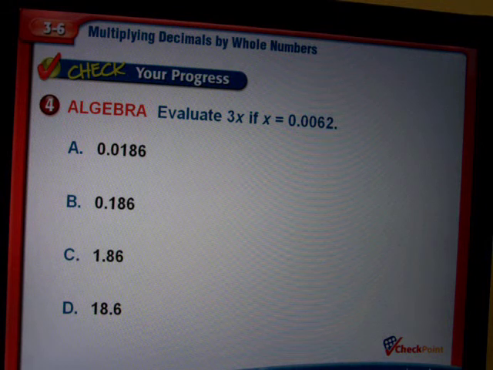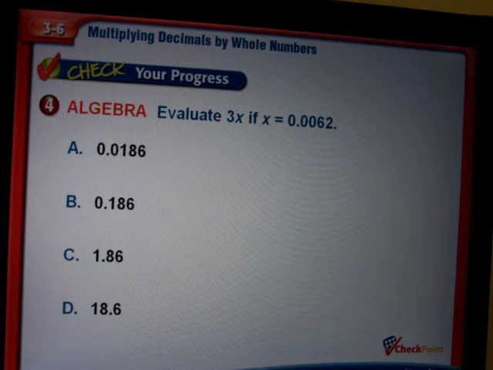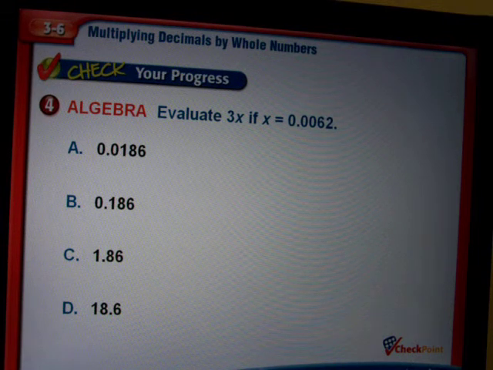So now we're going to multiply 3 times x, where x is equal to 62 10,000ths. Is the answer A, 186 10,000ths, B, 186 thousandths, C, 1 and 86 hundredths, or D, 18 and 6 tenths? And your answer is?